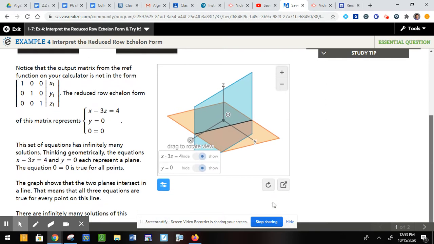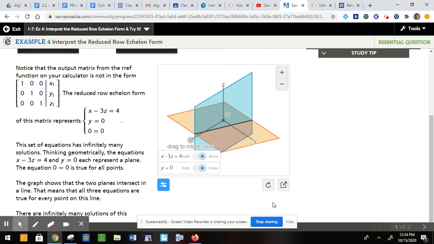What that would look like if you actually graphed it: there's only 2 planes. And again, when we're talking about a 3 by 3 matrix, we're talking about not a coordinate plane, but a coordinate space, 3-dimensional. So you have your x, your y, and then you also have a third dimension, z. That's why we're talking about planes and not lines.